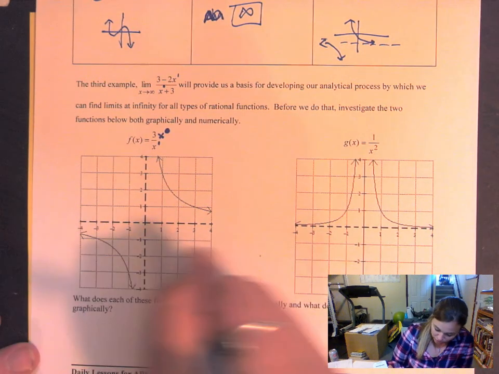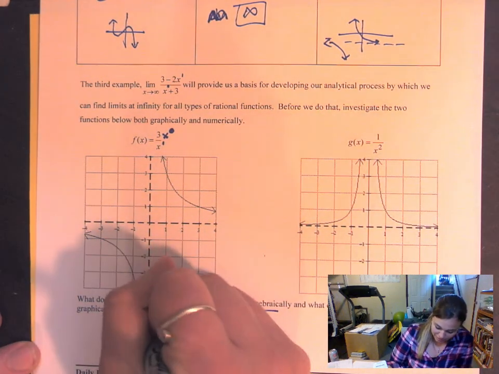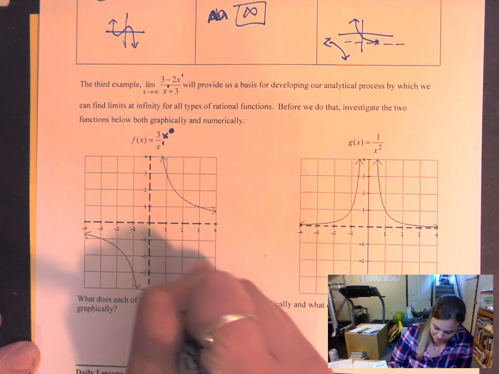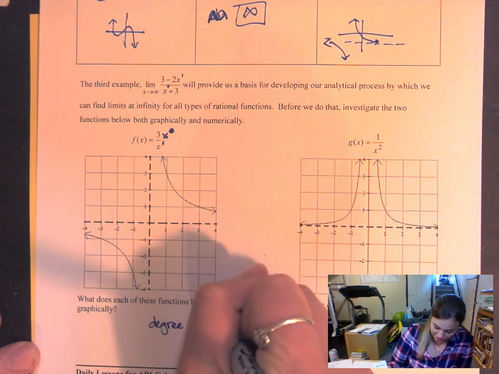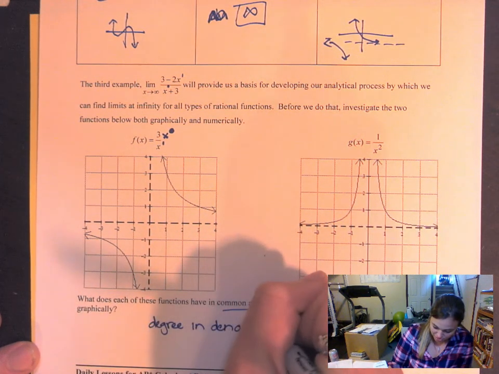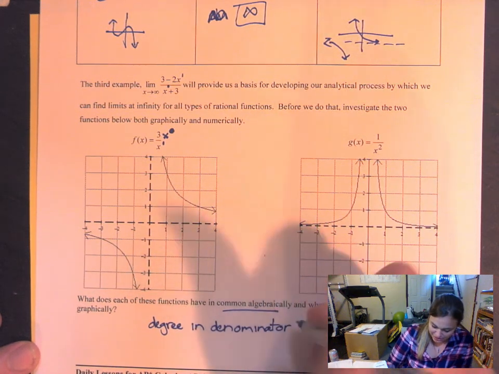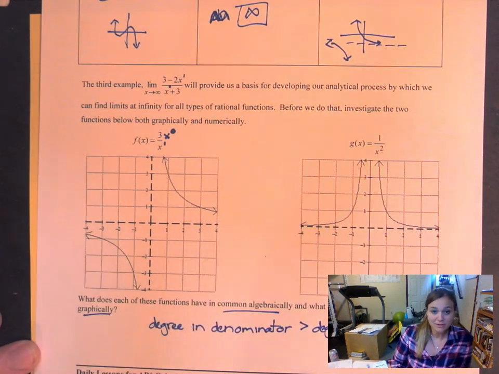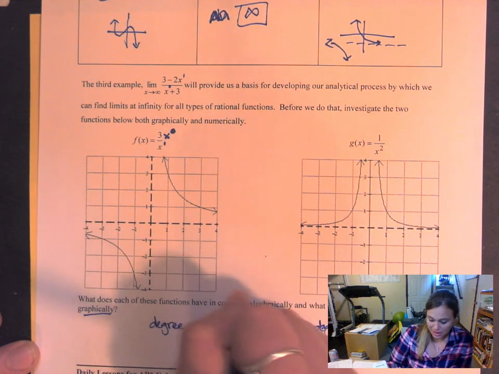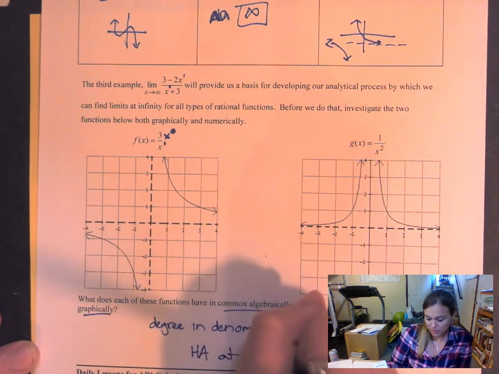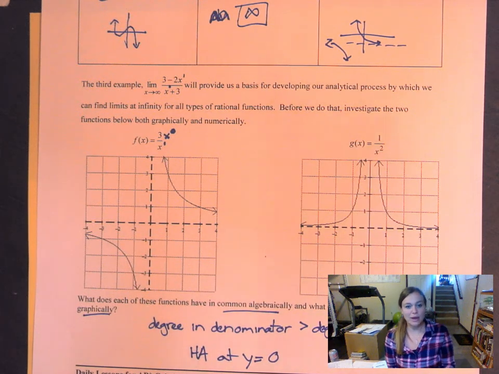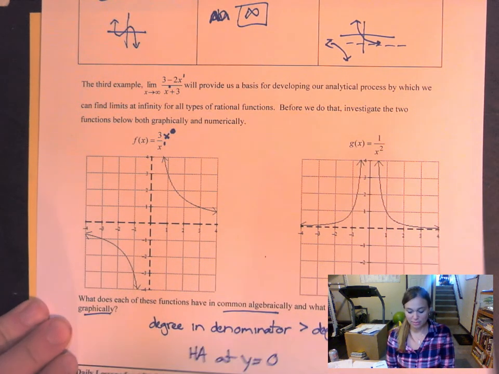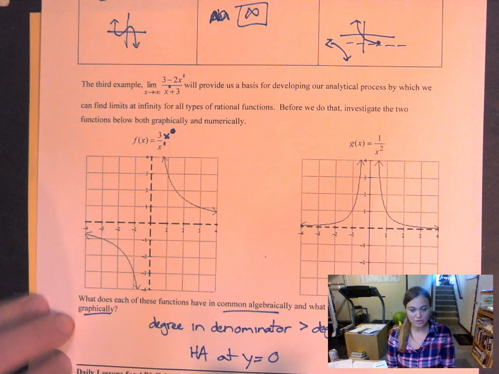Both of these, so what do they have in common algebraically? The degree in the denominator is greater than the degree in the numerator. What do they have in common graphically? They both have horizontal asymptotes at y equals 0. This is always the case if you have a degree in the numerator less than the degree in the denominator, or a degree in the denominator greater than the degree in the numerator.